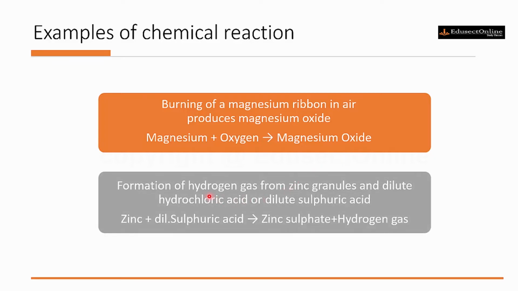Another example, formation of hydrogen gas from zinc granules and dilute hydrochloric acid or dilute sulfuric acid. In this, if we keep some zinc granules in a test tube or a conical flask and add some dilute hydrochloric acid or sulfuric acid, we can see the formation of zinc sulfate and hydrogen gas. That means zinc reacts with dilute sulfuric acid to produce zinc sulfate and hydrogen gas.